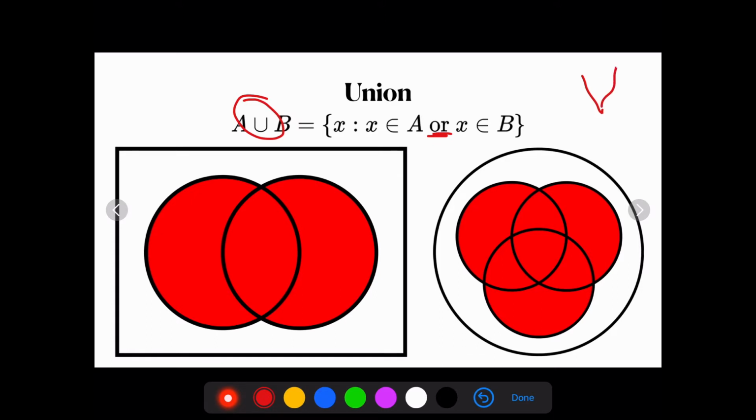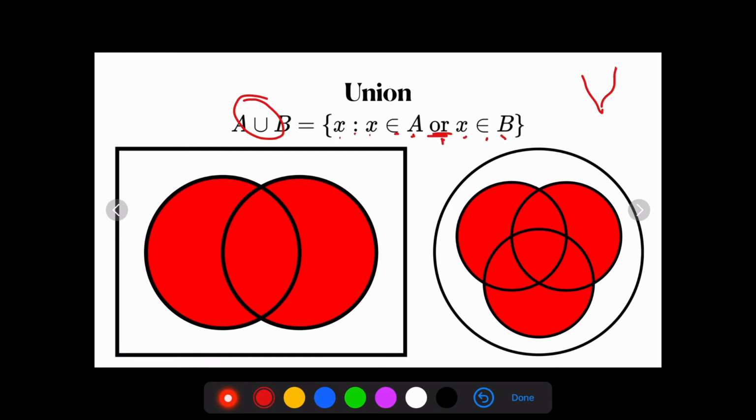So in logic, we have that symbol over there. That means or. So a union is defined as, you can see, X such that X is an element of A or X is an element of B. So X is in A or in B.